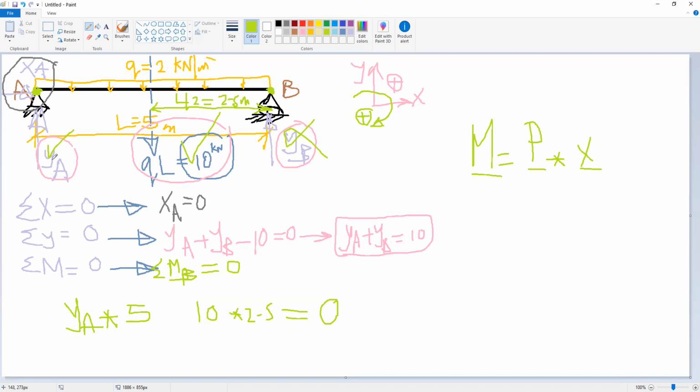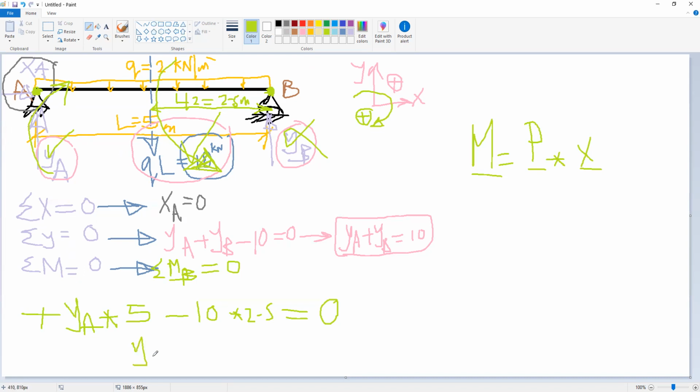So for YA, it is rotating in this direction. Is this clockwise or anti-clockwise? Clockwise. So this means positive. For the 10 kilonewton, it is rotating in this direction, and we are looking at from B. So at B, this force 10 is rotating anti-clockwise, so it should be negative. This means that we have YA multiplied by 5 minus 10 multiplied by 2.5 equal to 0.